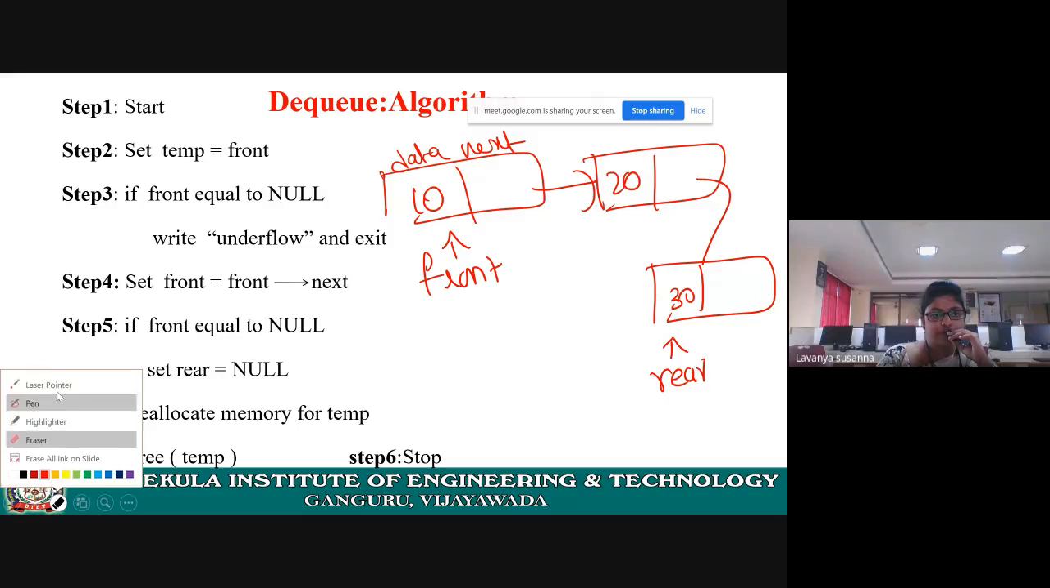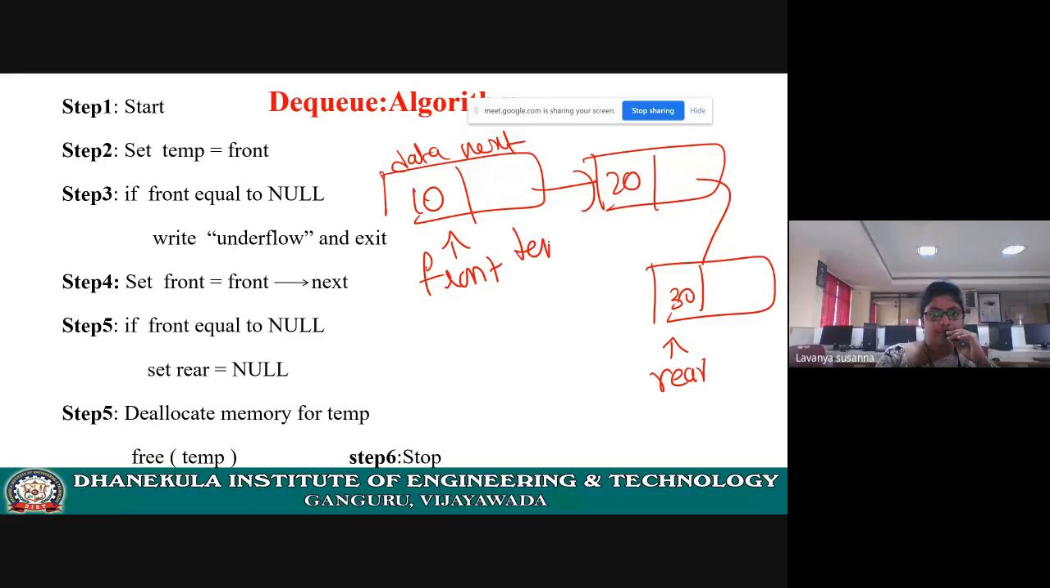Set temp equal to front. Okay, see, temp equal to front. You are assigning front's address to temp. Now, temp points to which node? The first node. See the diagram, temp points to the first node. Now, next, what are you doing?